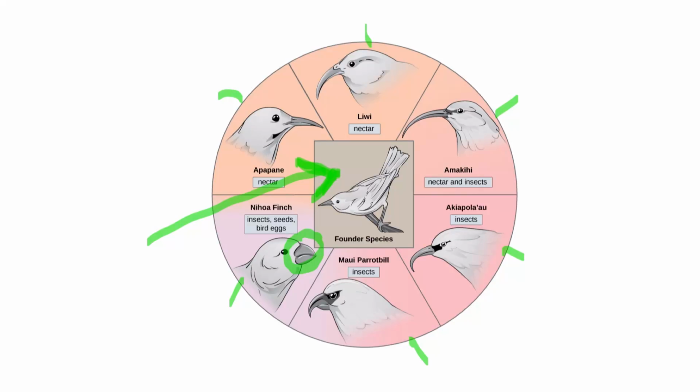Other honeycreepers have very long curved beaks, which they usually use to dip into flowers and get the nectar out of the flowers. Other honeycreepers have curved beaks that are even longer or of slightly different shapes from each other, and so this allows each species of bird to access a different food source, and that therefore limits the competition between each of these different species.